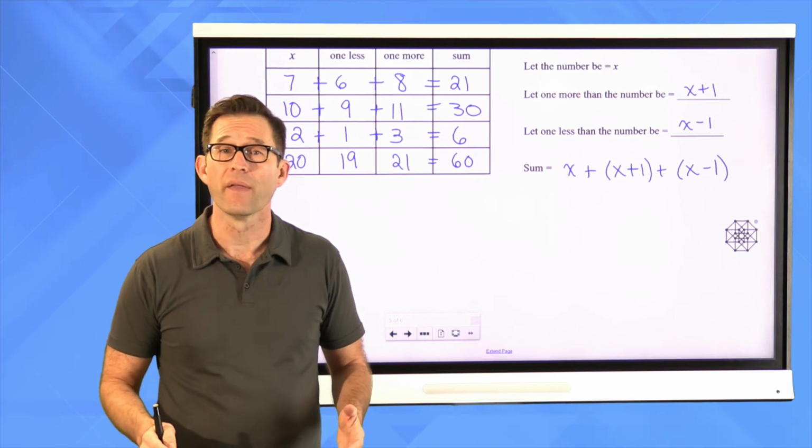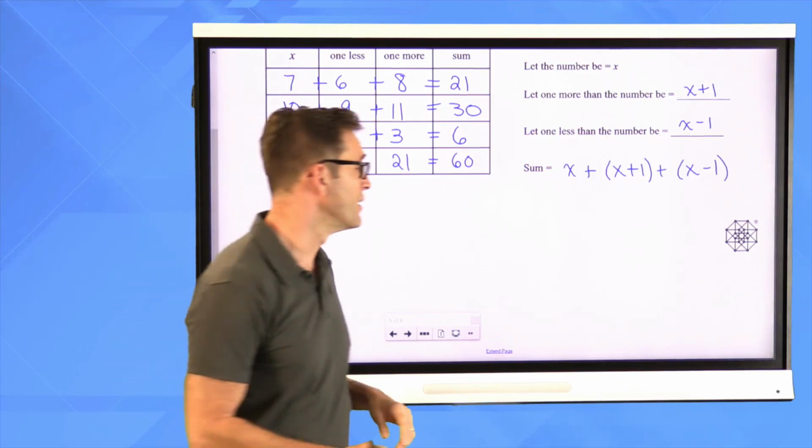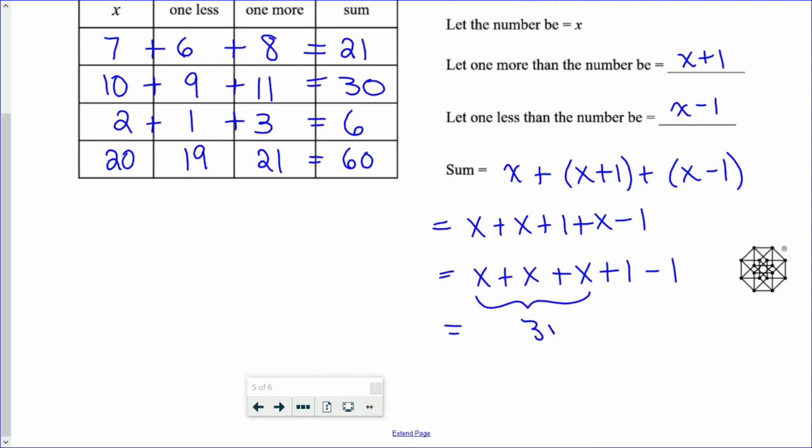But we can simplify this now, right? Due to the associative property of addition and the commutative property of addition, I can rewrite this by getting rid of the parentheses. I can swing some things around. x plus x plus x plus 1 minus 1. x plus x plus x is 3x. 1 minus 1 is 0, so it's just 3x.